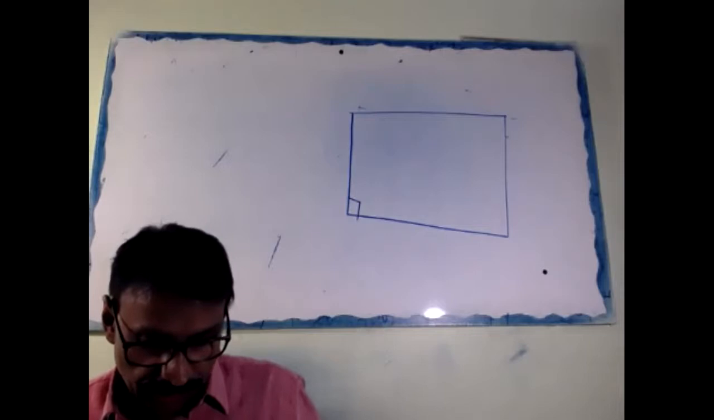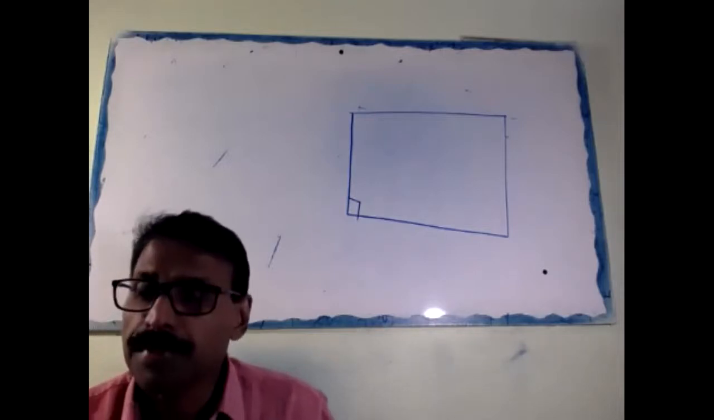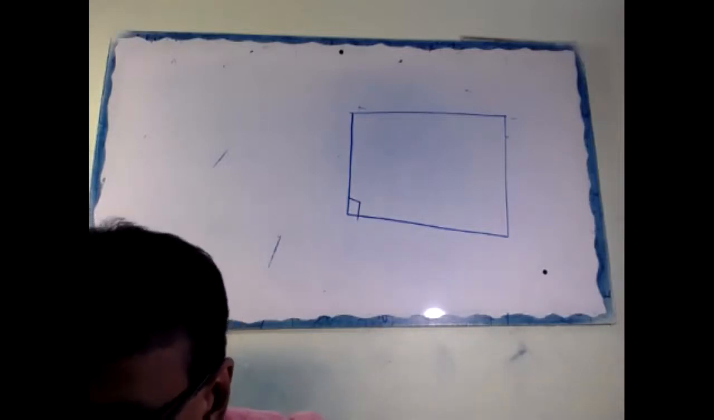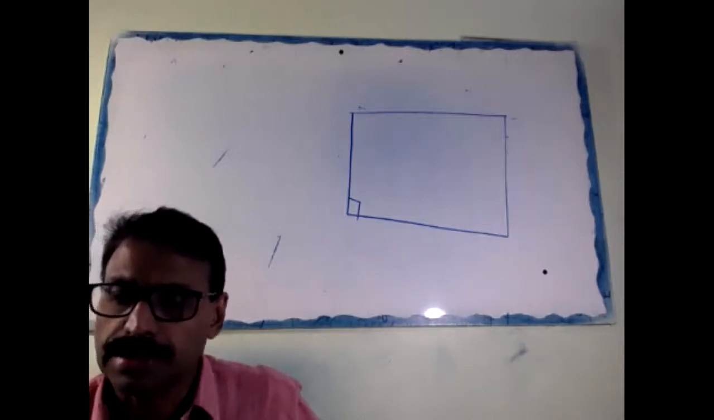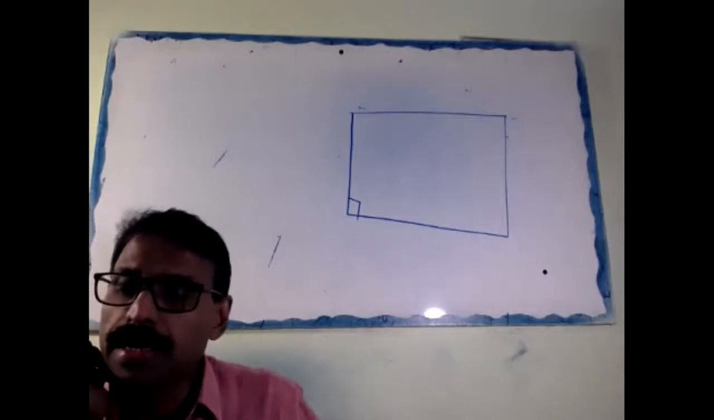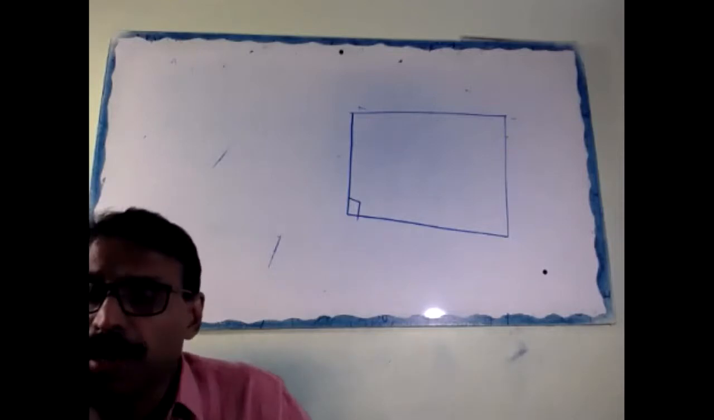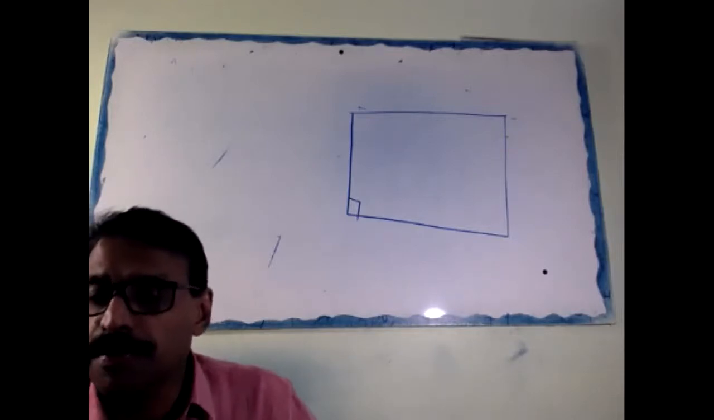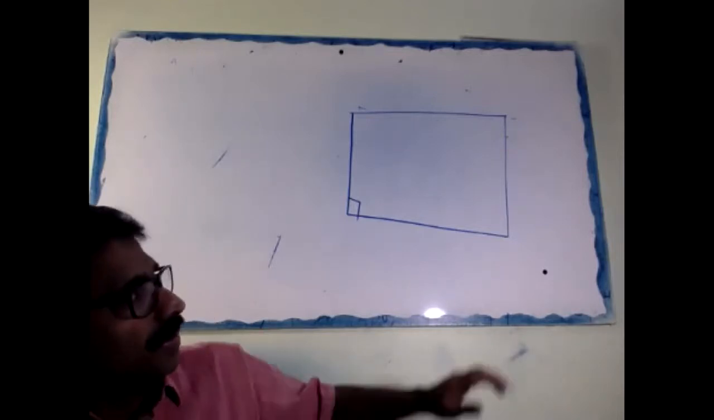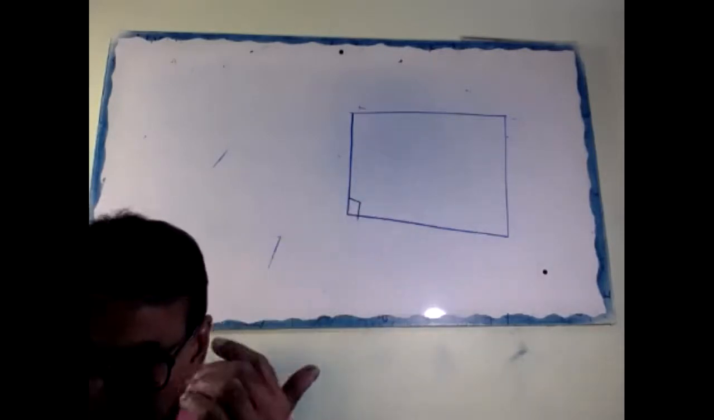Then the next one. A parallelogram is a trapezium. But a trapezium is not a parallelogram. Correct or no? Listen, wait.